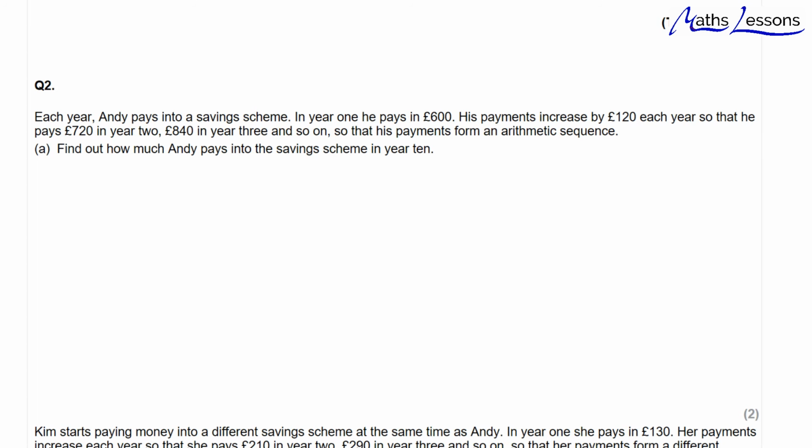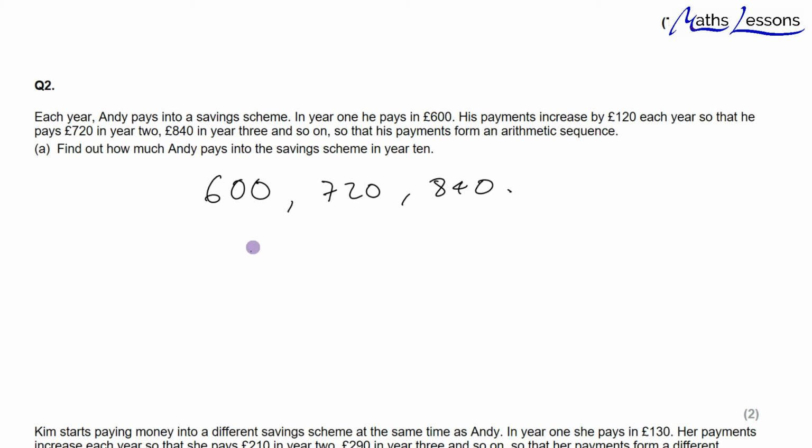Right, so what have we got here? Andy pays into savings schemes. In year 1, he pays 600. His payments increase by 120 each year, so he pays 720 in year 2 and 840 in year 3, and so on. Well, I think it's a good idea just to write out the problem to get a feel for it. Find out how much he pays in year 10.